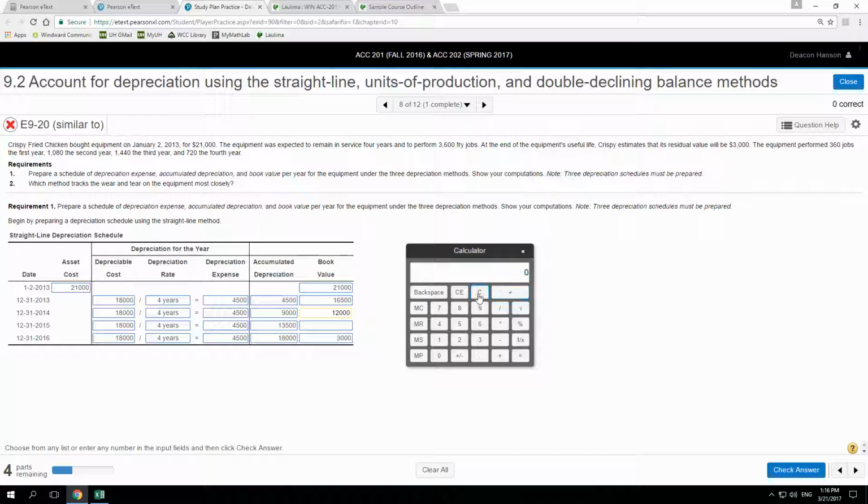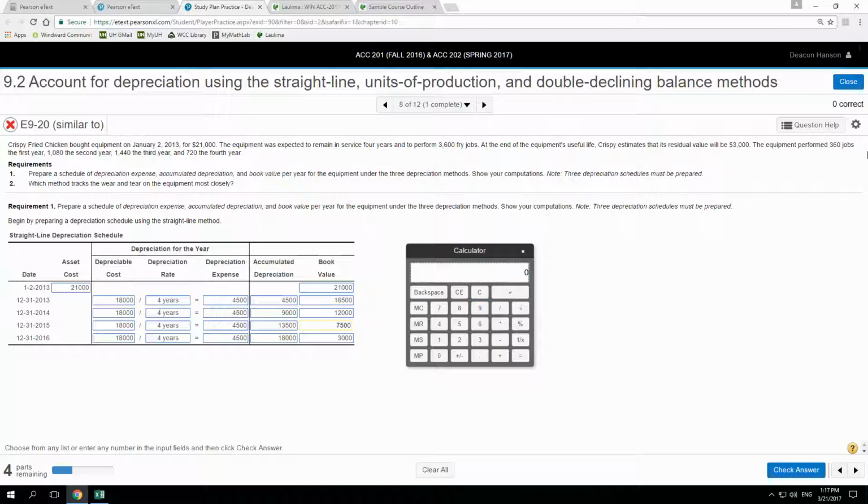Okay. And if we keep going, at the end of year three, if you take your cost of 21,000 minus the accumulated depreciation of 13,500, you're going to have 7,500 in book value. Book value is always cost minus accumulated depreciation. That's the definition of book value. Cost minus accumulated depreciation.